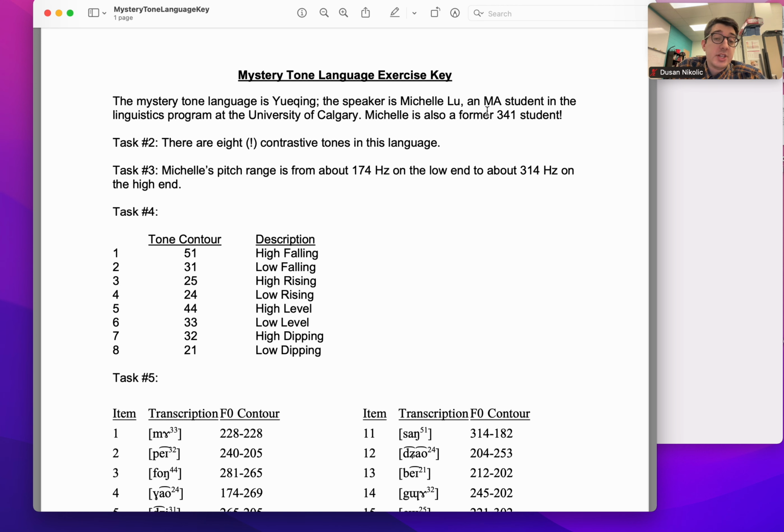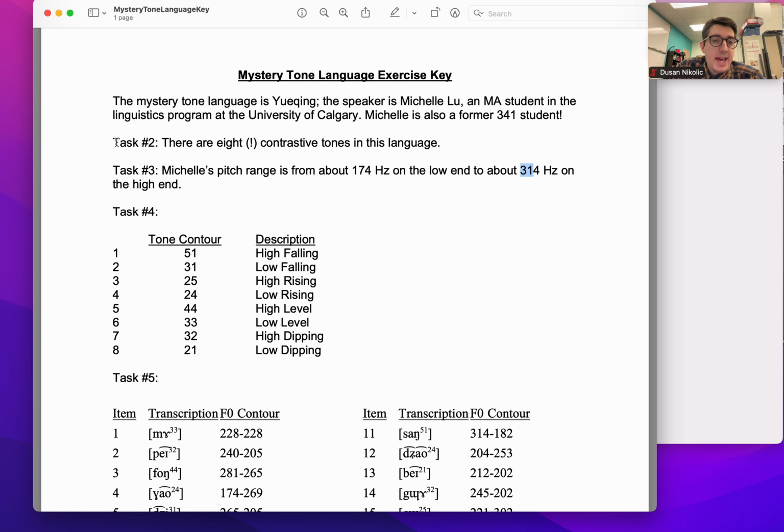Michelle is speaking this Chinese dialect, or language, that is called Yuqing, and usually those southern languages in China have many tones, Cantonese being one of those. And there are 8 contrastive tones in this language, and Michelle's pitch range is from about 174 to 314.